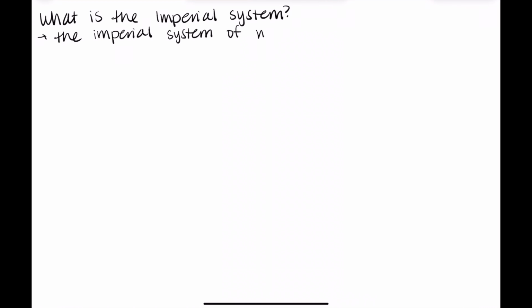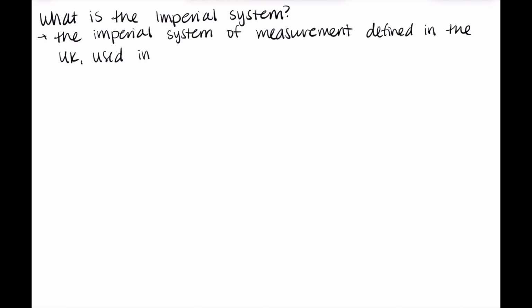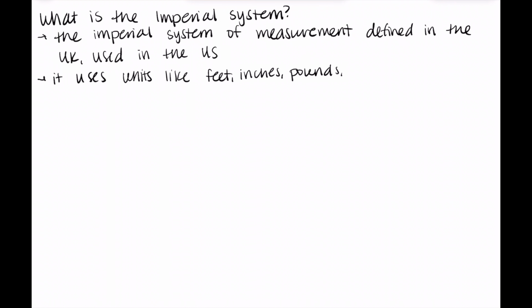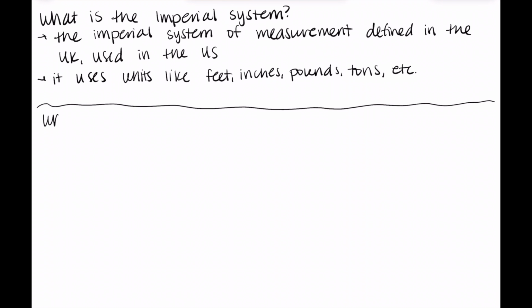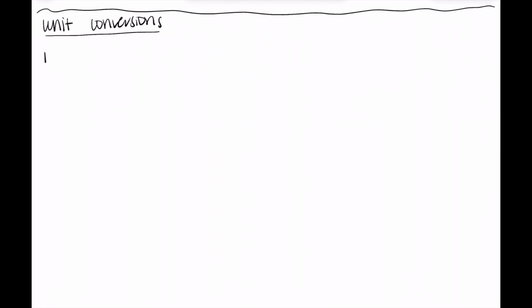So to start out, what is the imperial system? The imperial system of measurement, defined in the UK, is used in the US, and it uses units like feet, inches, pounds, tons, yards, and other terms that we'll get into later in the video once we go through our examples. But now that we've defined what the imperial system is and where it's used, let's start going through our unit conversions, and we're splitting this up into two categories, distance and volume or capacity. But for now, let's start with distance.